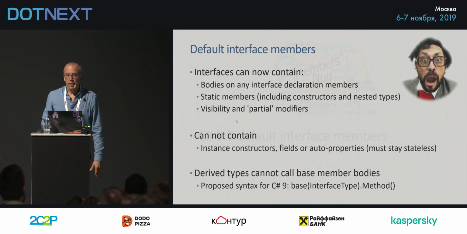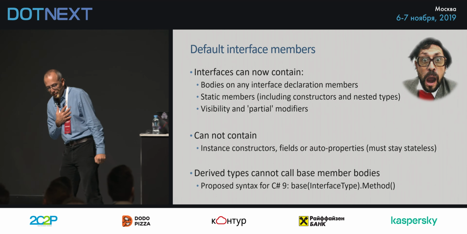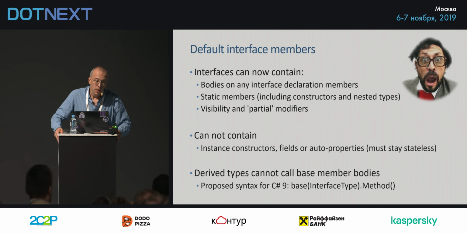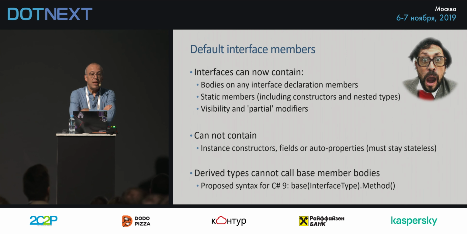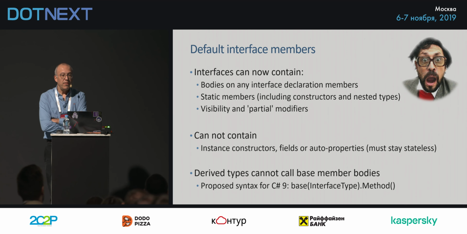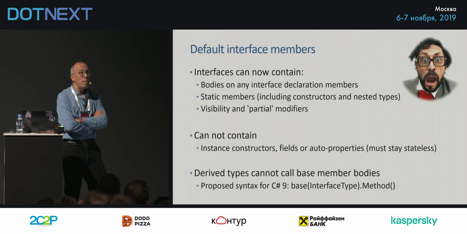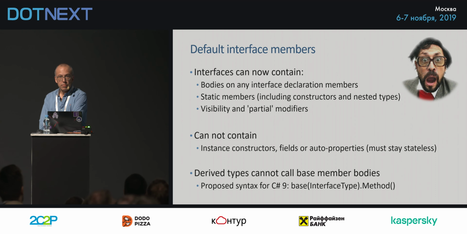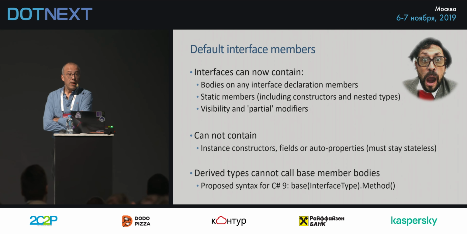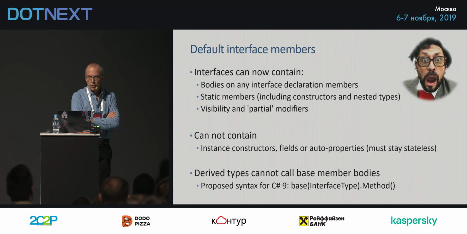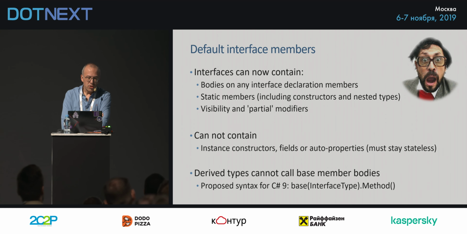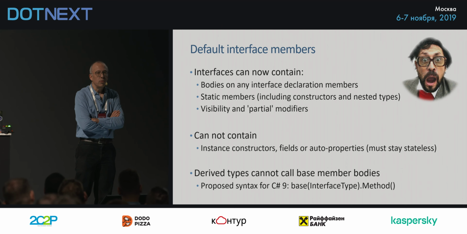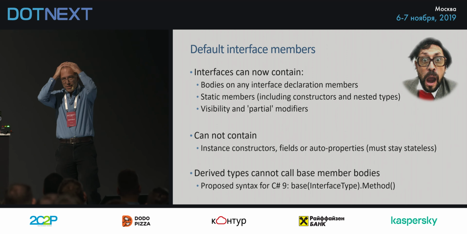And now we come to the heart attack. The specifications tell us that we now can use interfaces that have bodies on any interface declaration members. So we have methods with bodies. We can have properties with bodies. Ooh. And we can change the visibility. Ooh. Of course, they cannot contain constructors and cannot contain fields, because we don't want an interface to have a state. And oh my God, that's too bad.